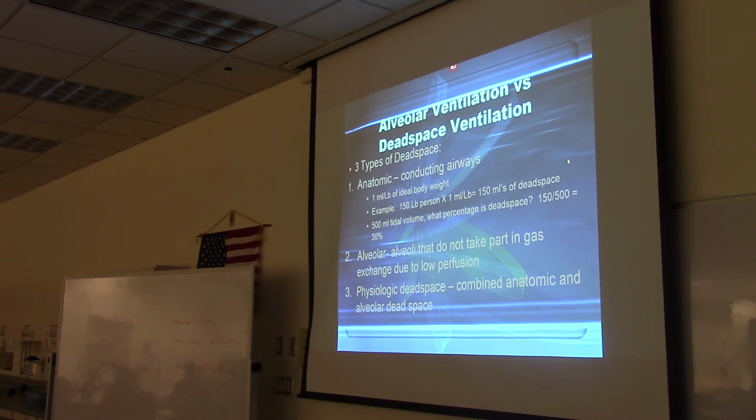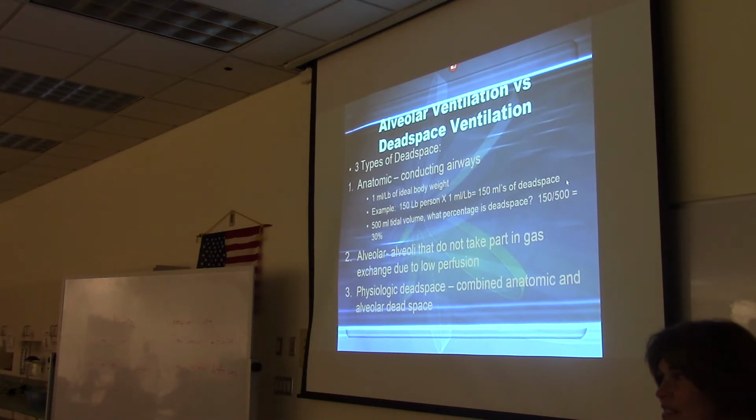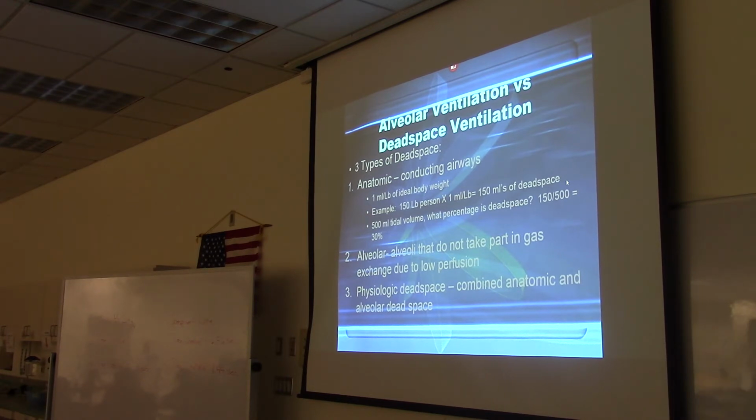The conducting airways are called anatomic dead space, and you can figure out how much dead space you have in your lungs by multiplying 1 by your ideal body weight. So if you're 150 pounds ideal body weight and you multiply by 1, you get 150 mLs of dead space. So your trachea, bronchi, bronchioles will hold about 150 cc's of air. That 150 cc's of air does not exchange oxygen with the alveoli.